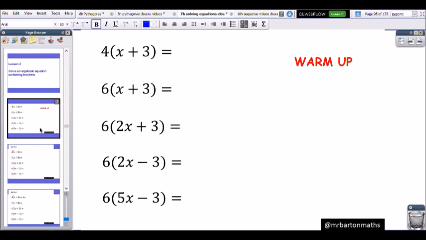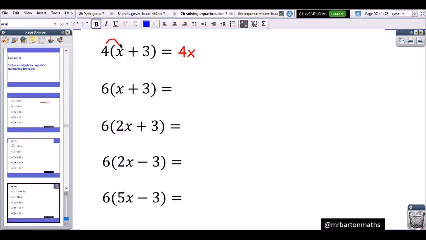Okay, so let me run through the solutions to make sure that we remember this skill, because we need to be able to expand brackets in order to solve equations with brackets. First of all, let's think about what this actually means. This means 4 lots of x plus 3. If I have 4 lots of x plus 3, I'm first going to ask myself, what is 4 lots of x? 4 lots of x gives me 4x. Now, what's 4 lots of 3? 4 lots of 3 gives me 12. So I've got 4 x's plus 4 3's, which is 12. So 4x plus 12 is my answer.